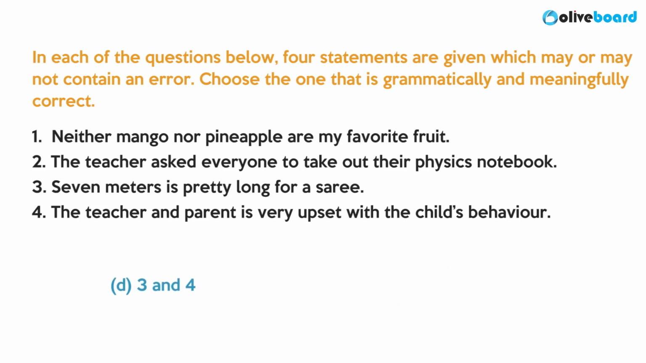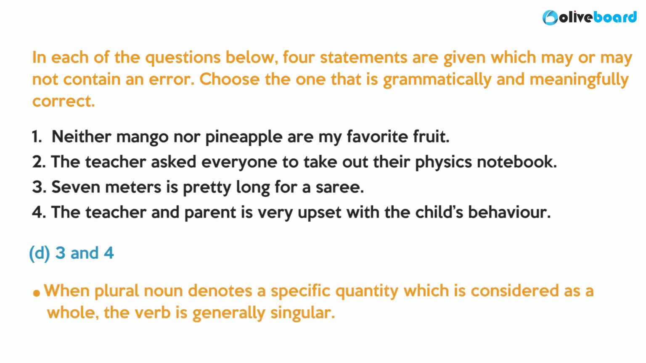Now that we know 1 and 2 are incorrect, we can clearly eliminate options A, B and C. Now we fairly know that after eliminating options A, B, C and E, we have the correct answer 3 and 4, which is option D. But we'll still check for it. So statement 3 says 7 meters is pretty long for a sari. Again, going back to our rules of subject-verb agreement, the last rule that we just saw, that whenever a quantity in plural is treated as a group, it will always be followed by a singular verb.